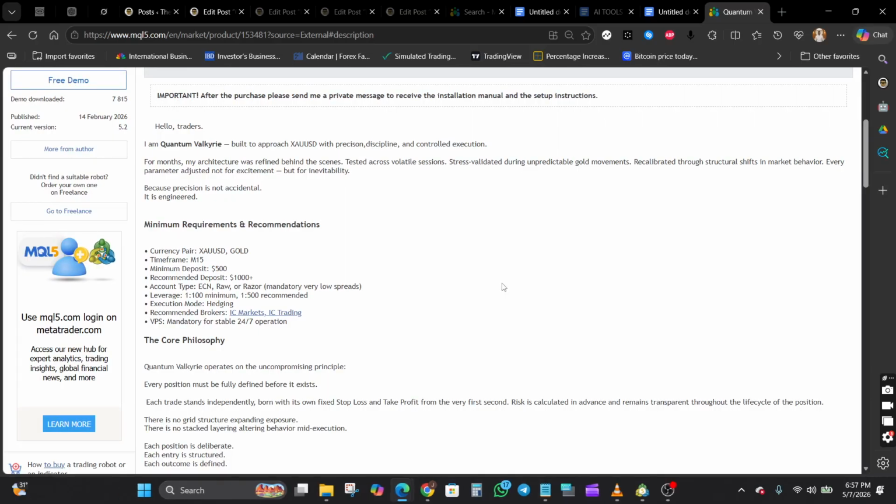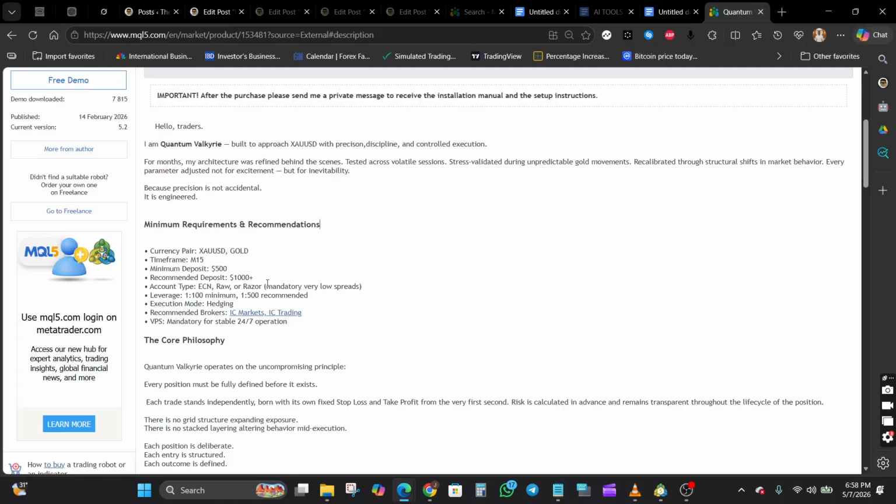It also specifies a minimum deposit of around $500, with $1,000 or more being the preferred range for more stable margin handling. It's built for ECN or raw spread environments, which makes sense given it's working on gold, where spread sensitivity can really affect performance. A VPS is also recommended for stable execution, which tells me it's meant to run continuously without interruptions.